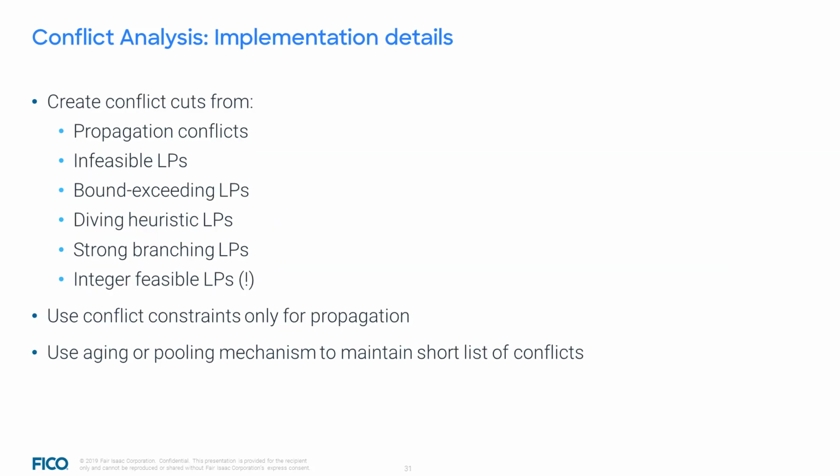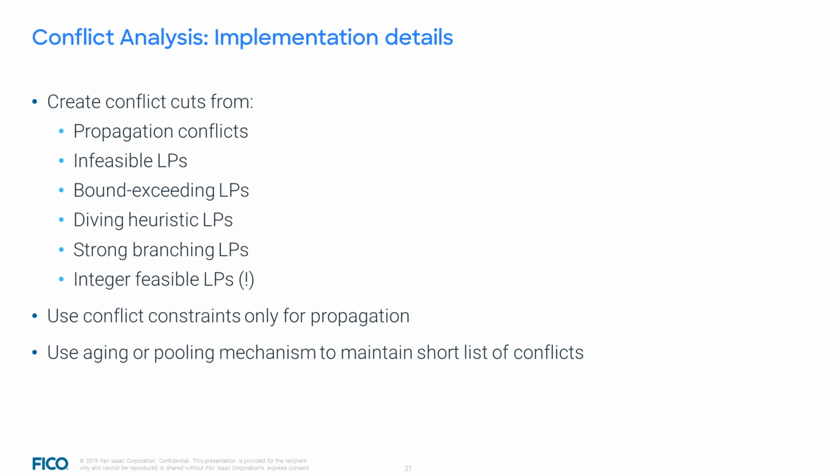Since infeasibility can occur at many places, also conflict analysis can be run at many places. As we saw, the easiest form are conflicts that are found during domain propagation. We discussed how conflicts can be derived from infeasible node LPs. A very similar strategy can be applied for bound exceeding LPs. But node LPs are not the only LPs that are solved. Also, when a strong branching LP or an LP solved in a diving heuristic is infeasible or bound exceeding, conflict analysis can be run.